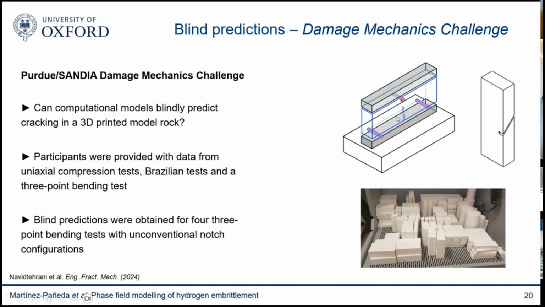So particularly, they're interested in various 3-point bending configurations, but non-standard 3-point bending configurations where they would tilt the crack and do funny things. And again, it was a blind test. They did not provide the data for these funny configurations. They just provide a simple 3-point bending test, Brazilian test and uniaxial compression test. And they say, we give you this data.